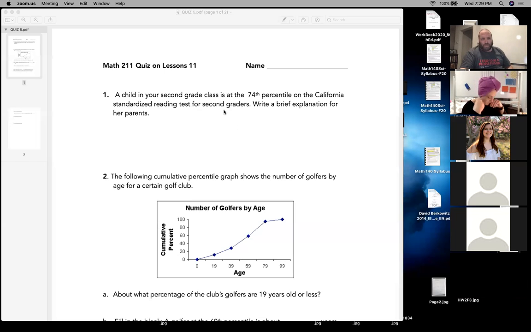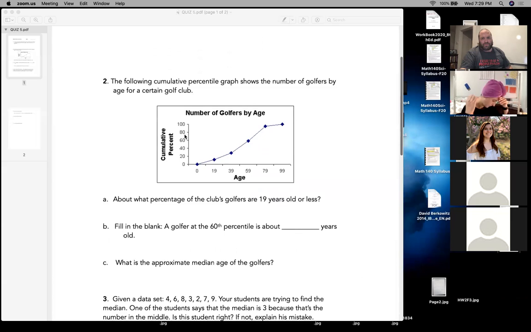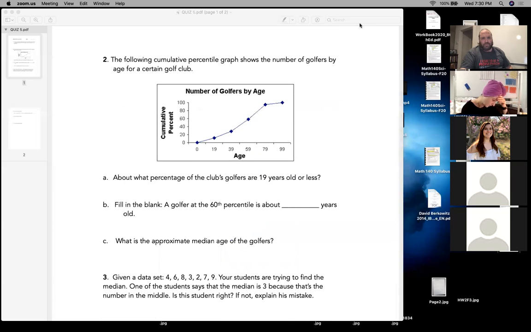All right, question 2. The following cumulative percentile graph shows the number of golfers by age for a certain golf club. About what percentage of the golfers are 19 years old or less? So I'm going to go to 19, which is right here, and I'm going to draw a line, hopefully directly across. And it looks like I get something along the lines of 15%, something in that vicinity. So 15% of the club's golfers are 19 or less.